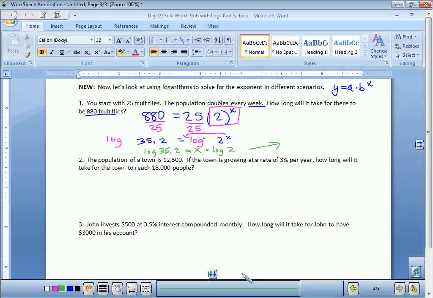I'm running out of space, so I'm going to come back over here. And now what do I need to do to solve for x? Divide. Divide by log of 2. So it becomes x equals log of 35.2 divided by log of 2. And we definitely need to punch that in.